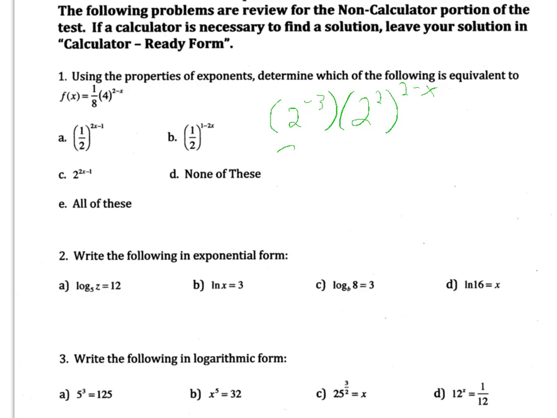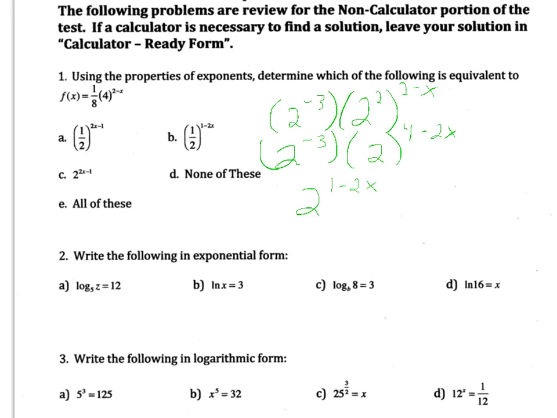And using the properties of exponents, I can distribute the 2. So I have 2 raised to the 4 minus 2x. And then I also know that if I am multiplying, I can add my exponents. So I have 2 to the 1 minus 2x. So if I look at all my choices, so far it doesn't match up with any of them.